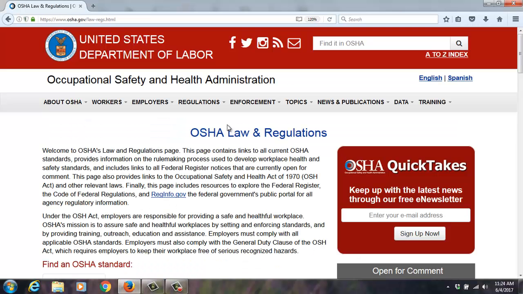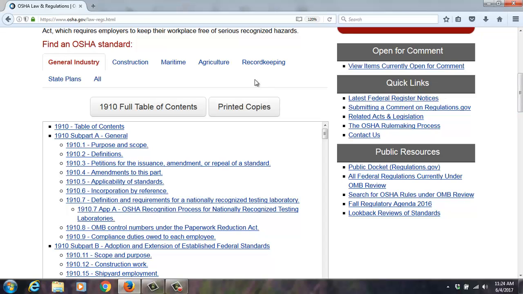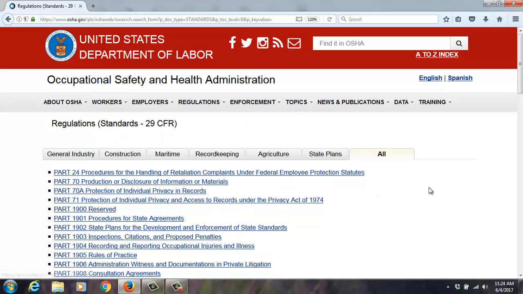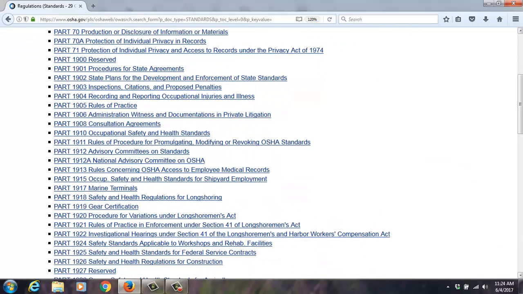Under the laws and regulations, scroll down a little bit, you can look at it from general industry, construction, maritime, agricultural, record keeping, state plans, or all. And then, of course, they bring up general industry first. If we look at all, we'll scroll down a little bit. So we've got the state plan information in 1902, 1903, the inspection type information, 1904, the record keeping and reporting requirements. And then next we're really concerned with 1910, general industry. There are also maritime and shipyard and all kinds of stuff, agriculture, and then 1926 is construction.